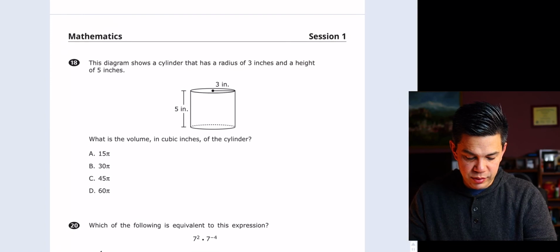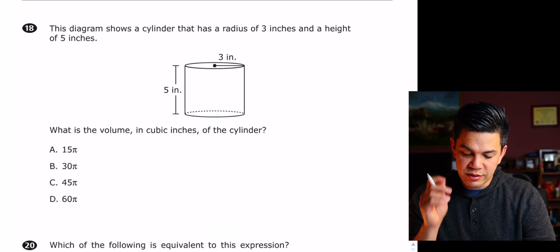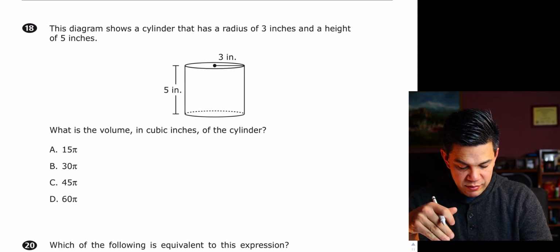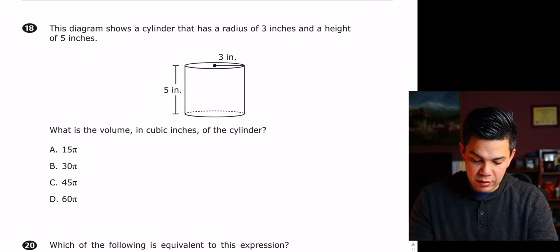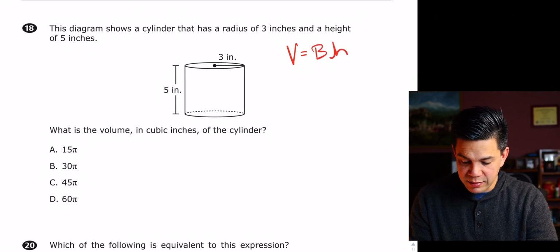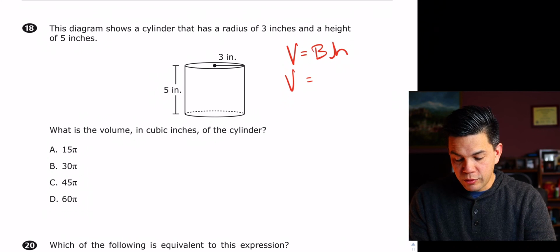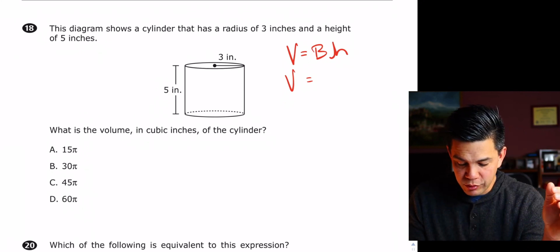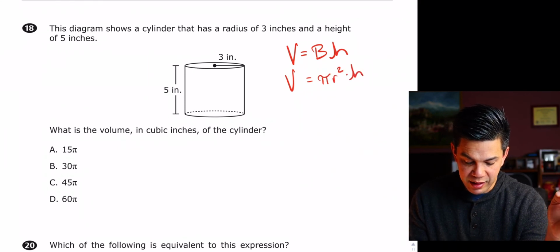All right, this next one. This diagram shows a cylinder that has a radius of 3 inches and a height of 5 inches. What is the volume in cubic inches of the cylinder? So the volume is going to be the base times the height. And in this case, our base is a circle. So to find the area of the base, we use the area formula for the circle, which is pi radius squared, times the height.